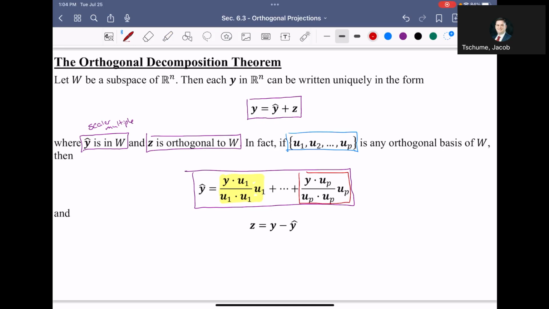Now, once you find y hat, which is your orthogonal projection based on the orthogonal basis, you can then find a vector z that's orthogonal to the entire subspace by, similar to the last video, just rewriting this first equation. The vector z will always equal y minus the orthogonal projection y hat.